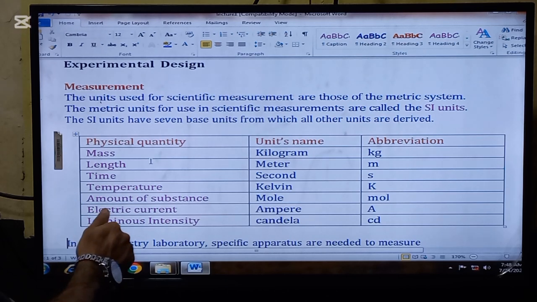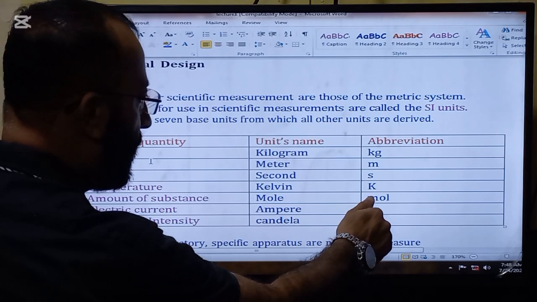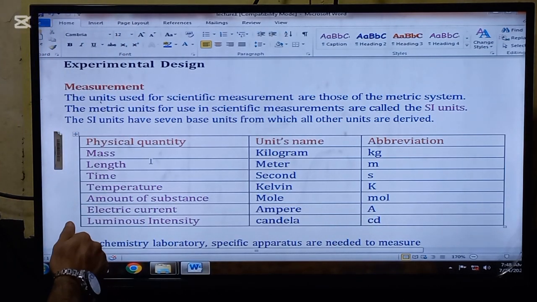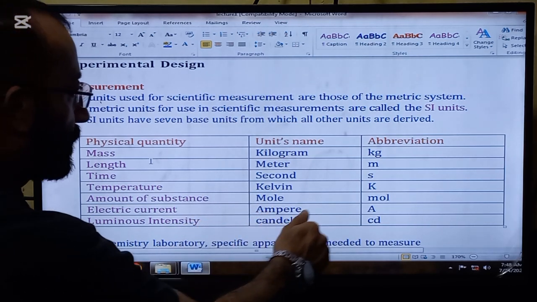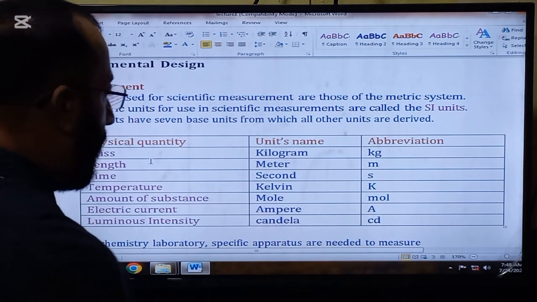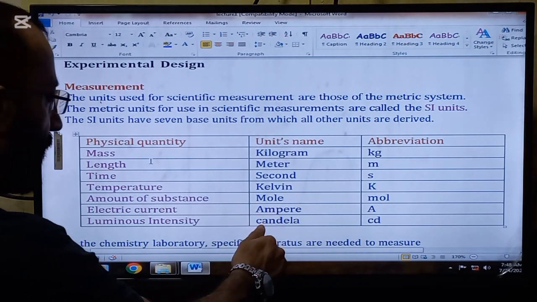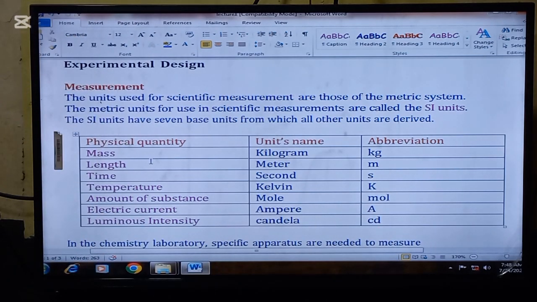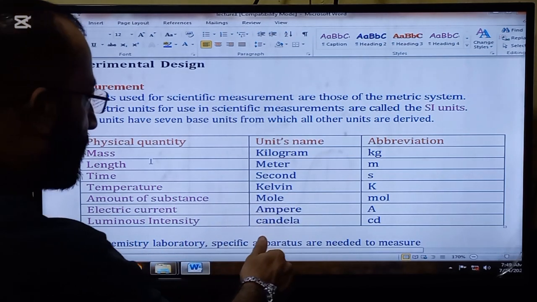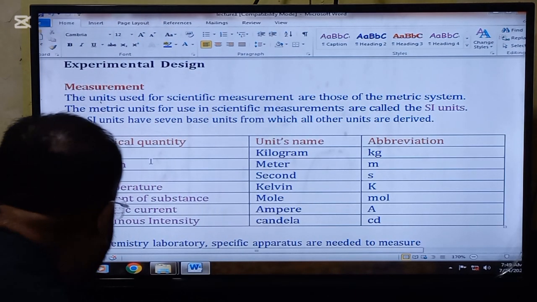The next physical quantity is temperature. The unit's name is kelvin, abbreviated capital K. The next physical quantity is the amount of substance. The unit's name is mole, abbreviated mol. The next is electric current. The unit's name is ampere, abbreviated capital A. The next is luminous intensity. The unit's name is candela, and the abbreviation is cd.